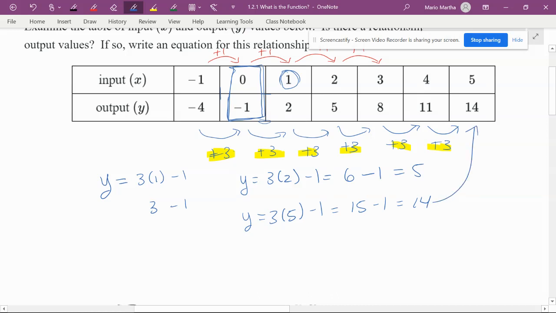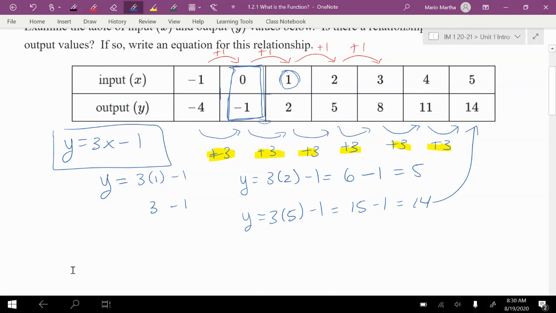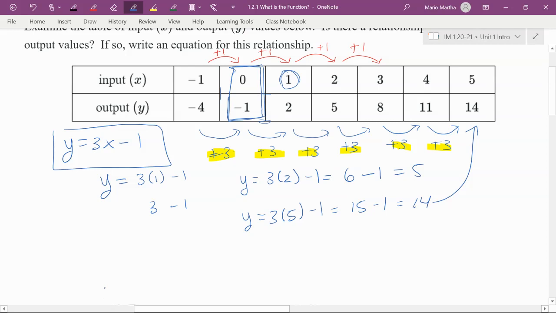So we can say that the equation for this would be y equals 3 times the inputs, 3 times the input x, and then take away 1. All right, and that concludes our lesson.